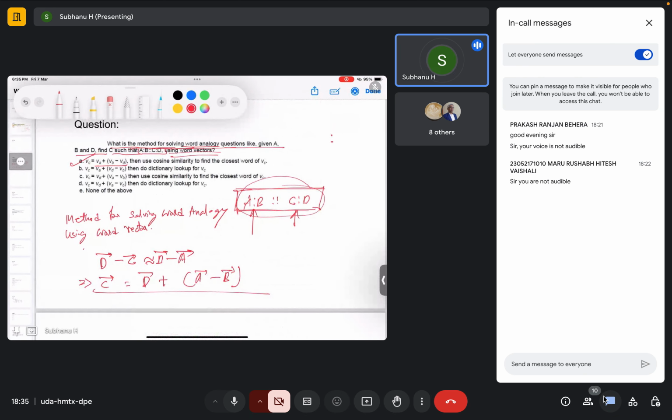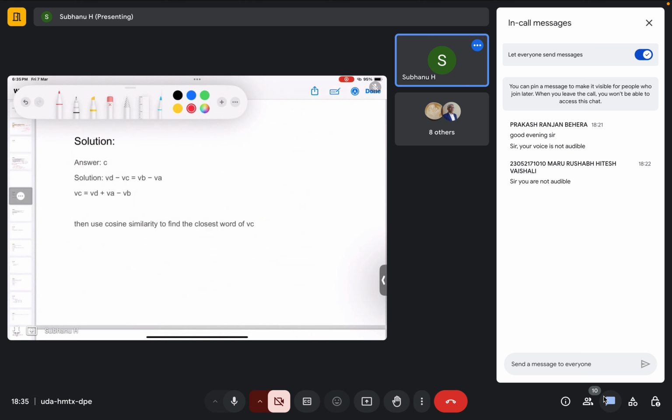Okay. So the option C is the correct one. VC is equal to VD plus VA minus VB from here. Then use cosine similarity to find the closest word to VC. Right, so this is the correct one.